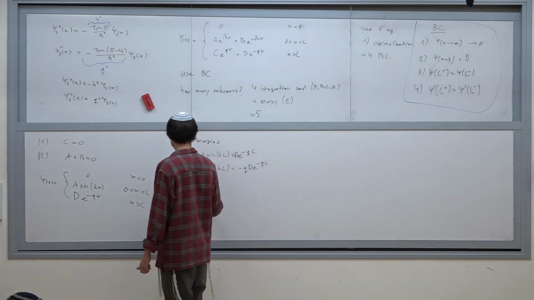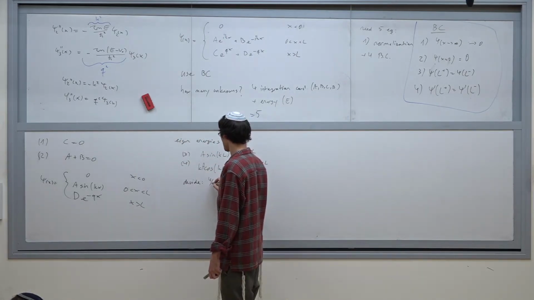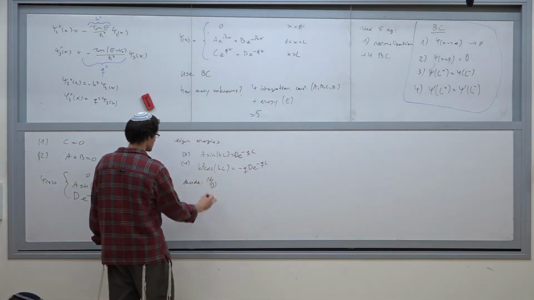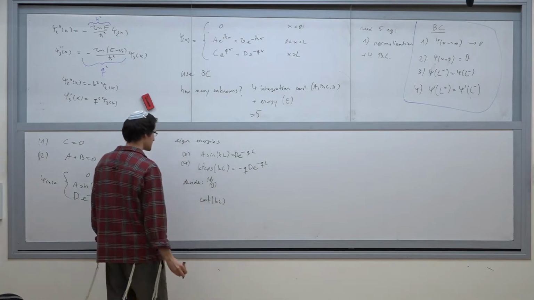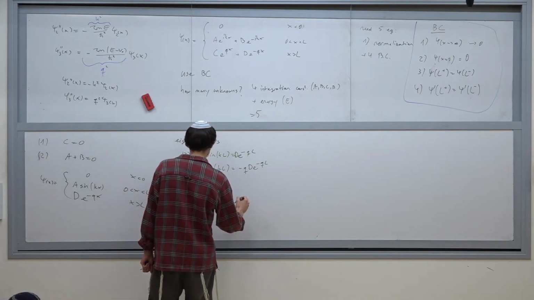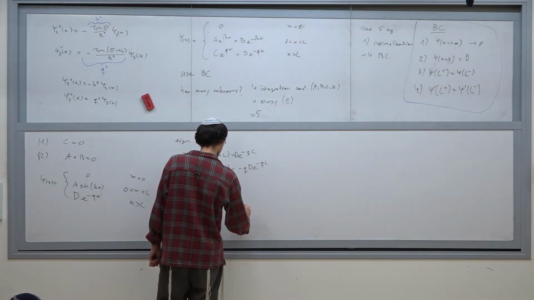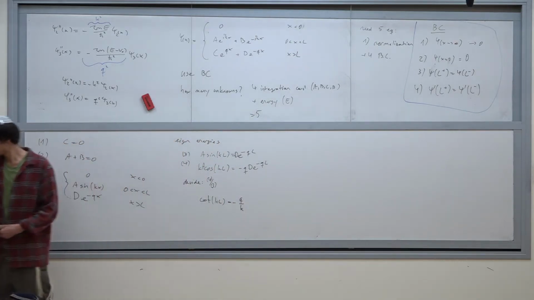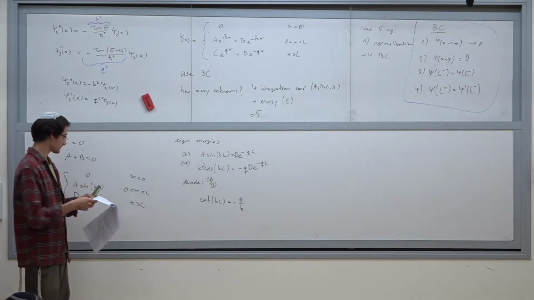Let's divide. So if we divide the fourth condition by the third condition, then we get a cotangent of KL equals minus Q divided by K. I think that's it, right? Yay.